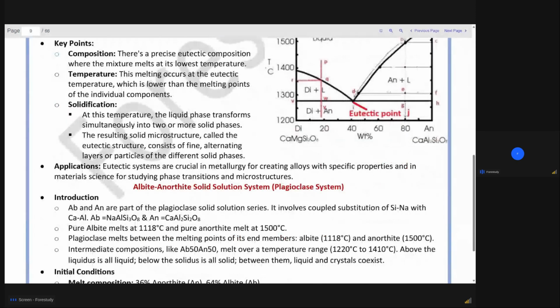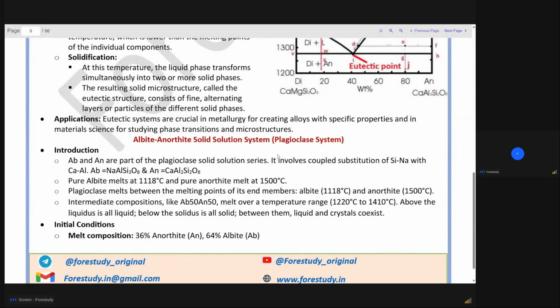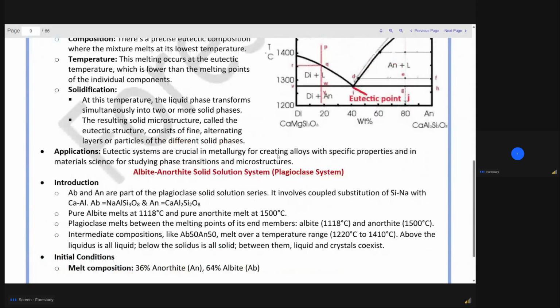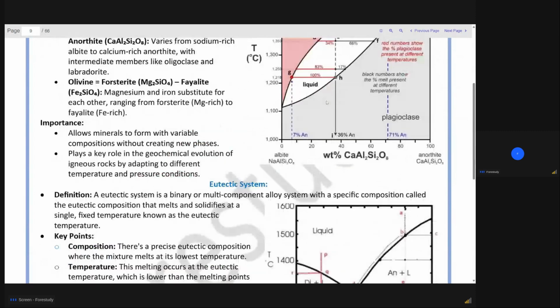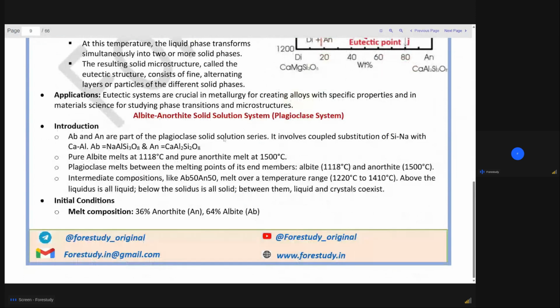Okay, now let's start with the Albite Anorthite solid solution system, or the Plagioclase system. So, introduction: Albite and Anorthite are part of the Plagioclase solid solution. Remember, this is a Plagioclase complete solid solution series. It involves coupled substitution of SiNa with CaAl, Albite NaAlSi₃O₈ and Anorthite CaAl₂Si₂O₈.